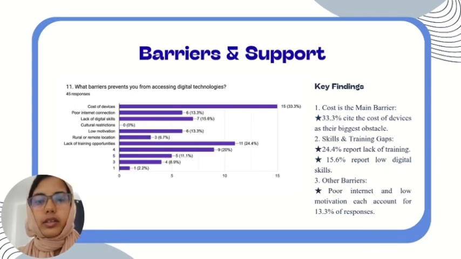So let's look at the obstacles our respondents face in accessing digital technologies. The biggest barrier is cost, and skills and training gaps are also significant. 24.4% reported lack of training opportunities, and 15.6% feel they lack digital skills. So this highlights a clear need for accessible and affordable education. While many learners are motivated and ready, financial constraints and skills gaps remain key challenges we need to address.